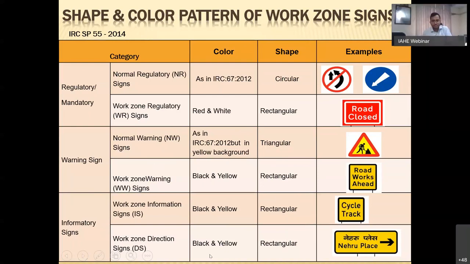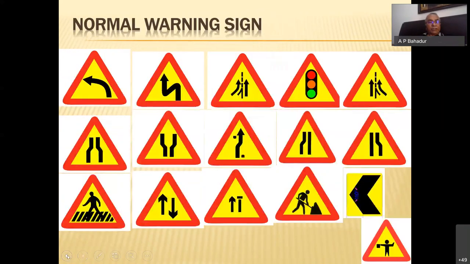Okay, right. So now some of the basics of the signs in the work zone. In work zone signs, some signs have been added in terms of configuration and color scheme, etc. Some signs are normally as per IS 67, some are additional, like work zone regulatory signs. Additional regulatory signs are red and white, and warning additionals are yellow and black, and similarly informatory also yellow and black. The guidance can be taken from IRC SP 55 2014, as you can see here.